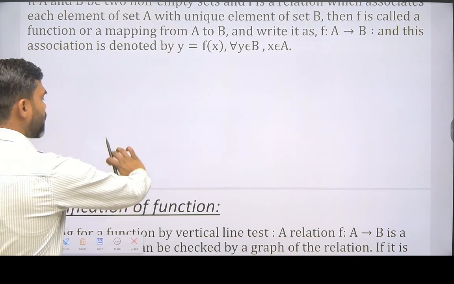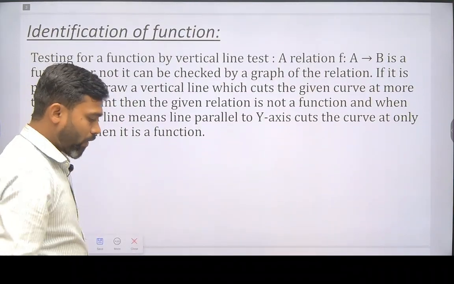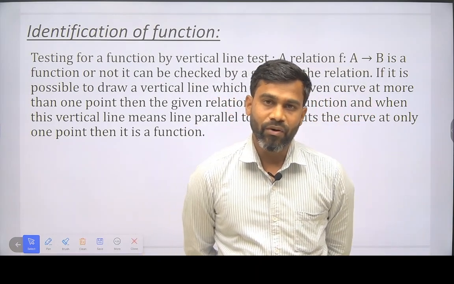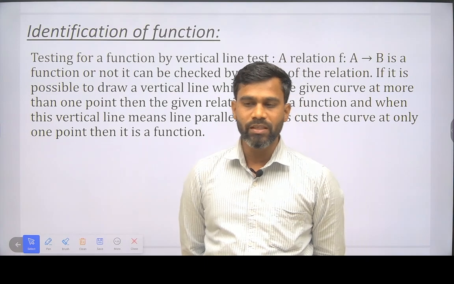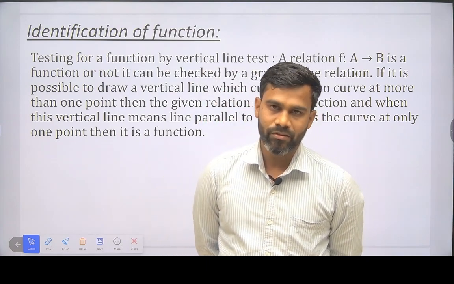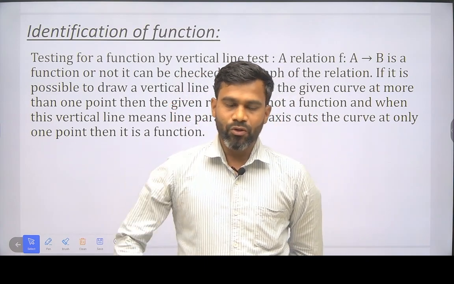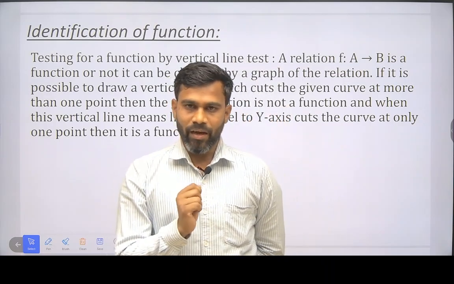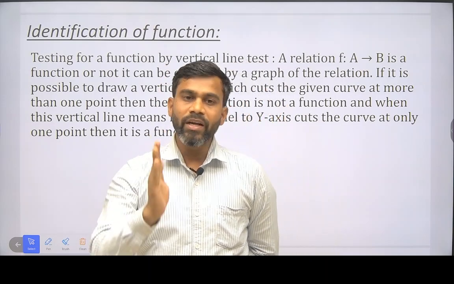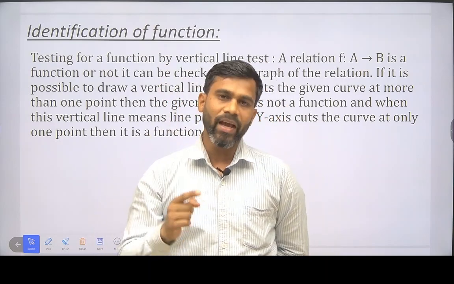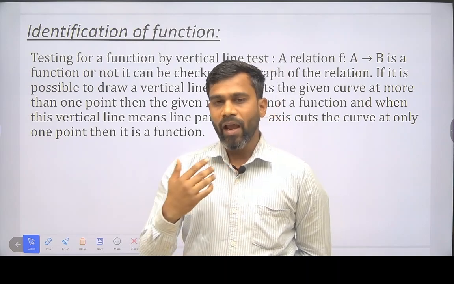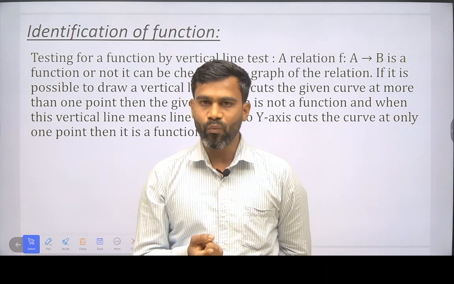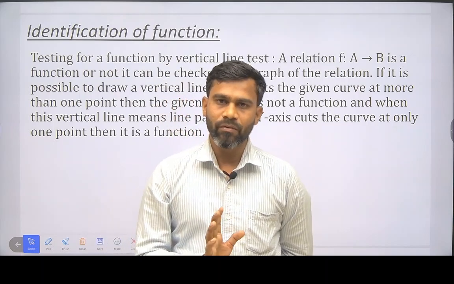Now there is one more concept by which we can identify a function graphically. The name of this concept is the vertical line test. Okay, so what is the vertical line test? You just draw the graph of a relation in the xy plane, and you draw a vertical line, which is parallel to the y axis or perpendicular to the x axis, at any point, right? And if it cuts the graph twice or more than once, then it will not be a function.